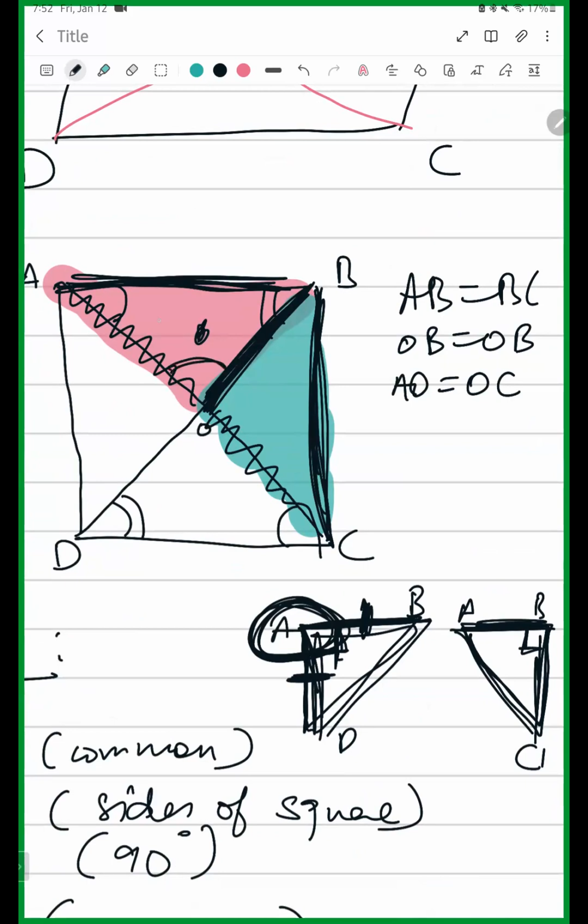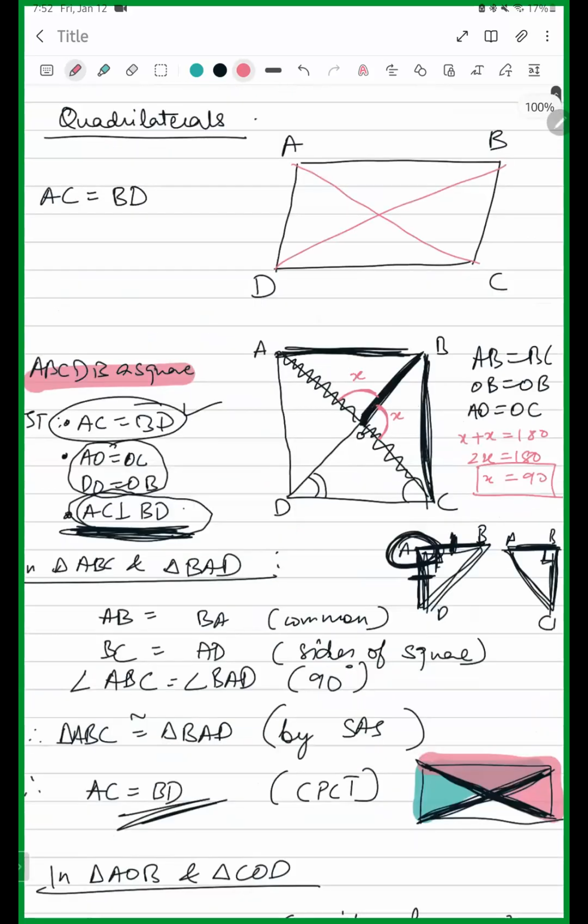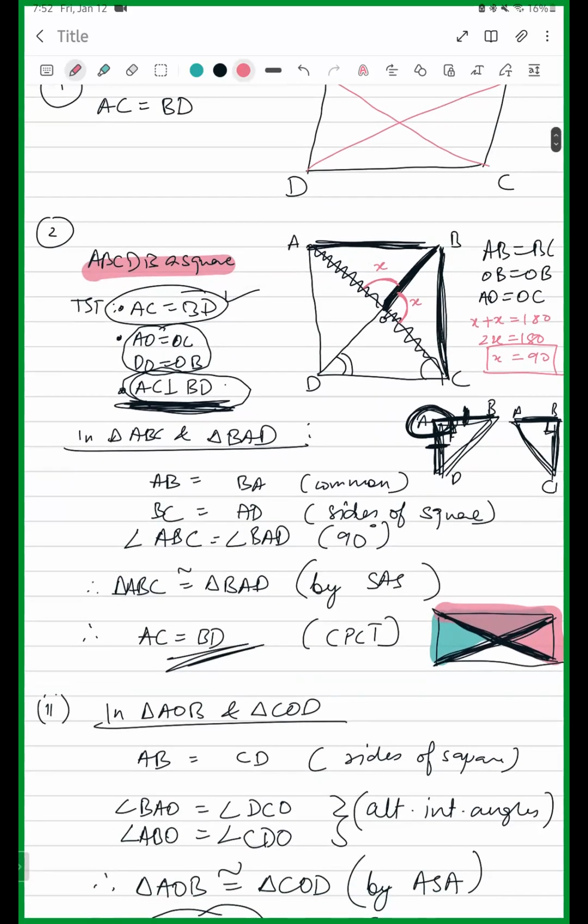This angle, I'm just going to erase the rest of the stuff. This angle will be equal to this angle. And then let's say it is equal to X. It's also a linear pair. So X plus X is 180, 2X is 180, X is 90. So hence proven that they are perpendicular. Got it? Yes, ma'am.